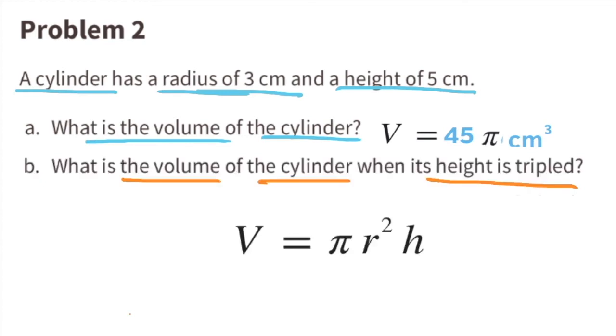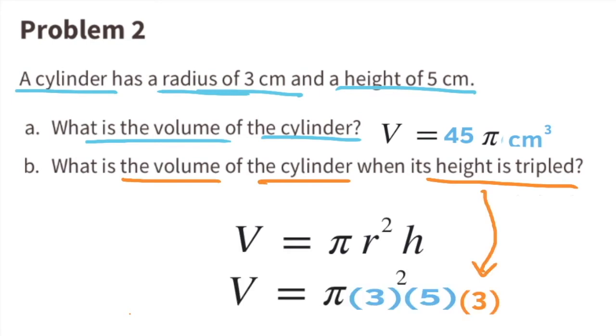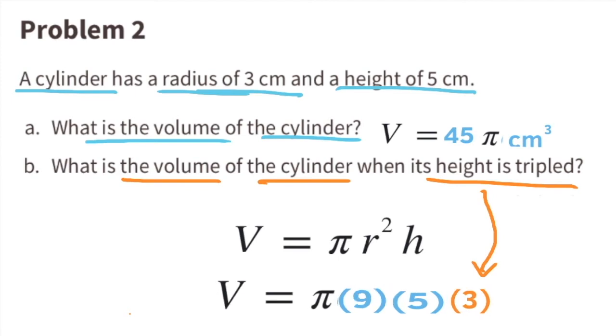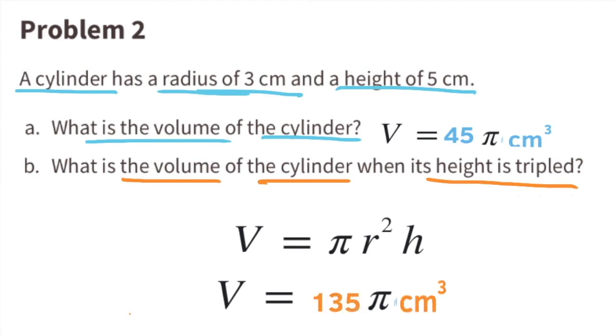B. What is the volume of the cylinder when its height is tripled? The volume equals pi times r squared times height. The radius stayed the same, so if the height is tripled, we have to multiply the height times 3. The radius is 3 squared, or 3 times 3, which is 9, and the height is 5 times 3 because it's tripled. 9 times 5 times 3 equals 135. So the volume of this cylinder is 135 pi centimeters cubed.